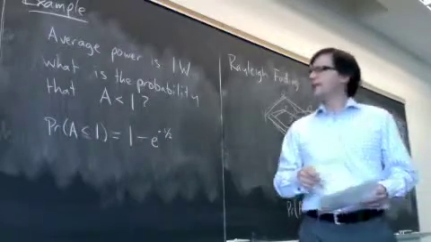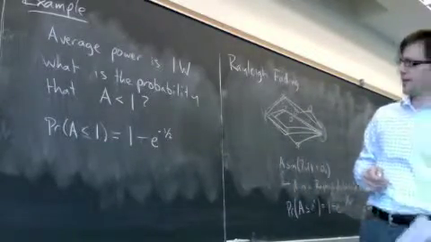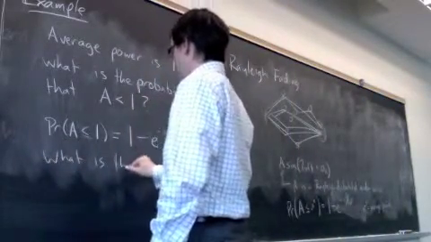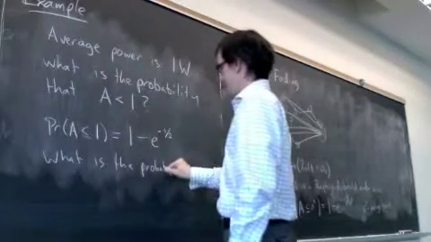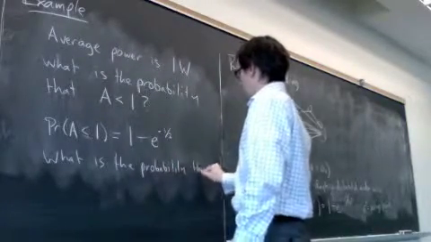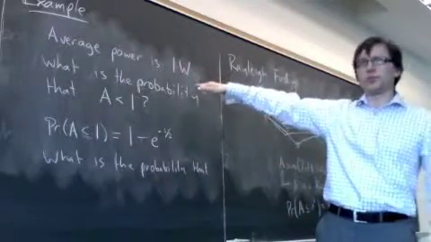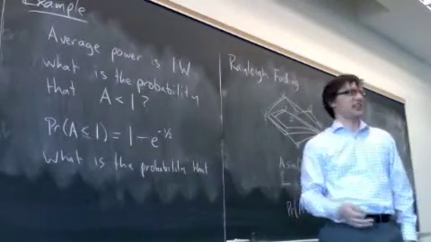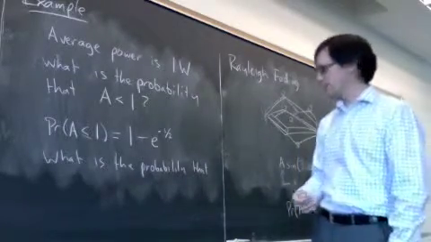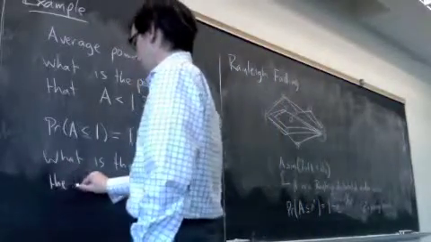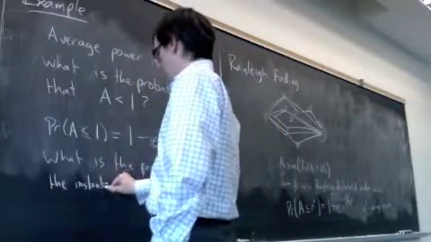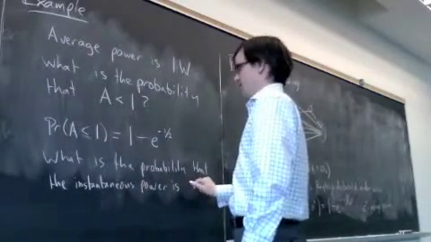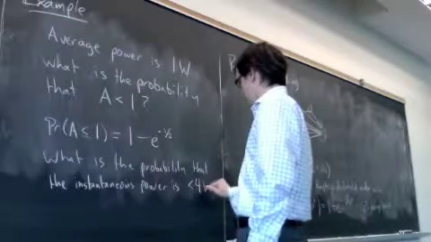Okay, another flavor of this question might be, what is the probability that, so we know the average power is 1 watt, but if I look at the channel at any particular time, there will be an instantaneous power. So I can measure the instantaneous power. What is the probability that the instantaneous power is less than 4 watts?